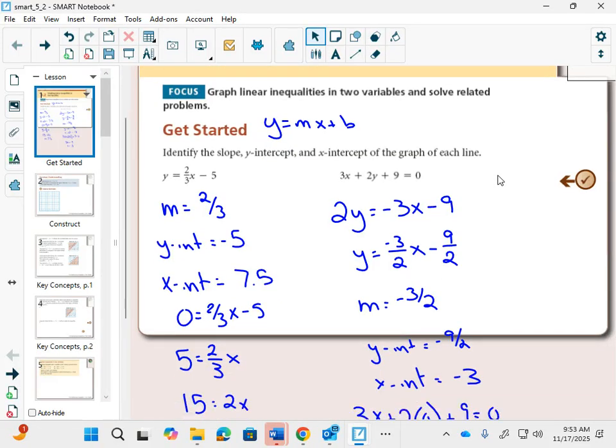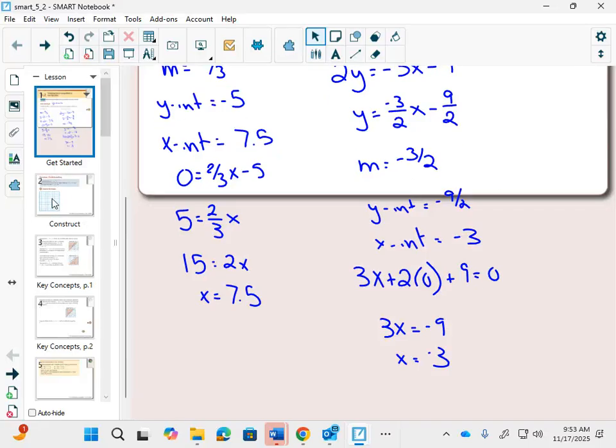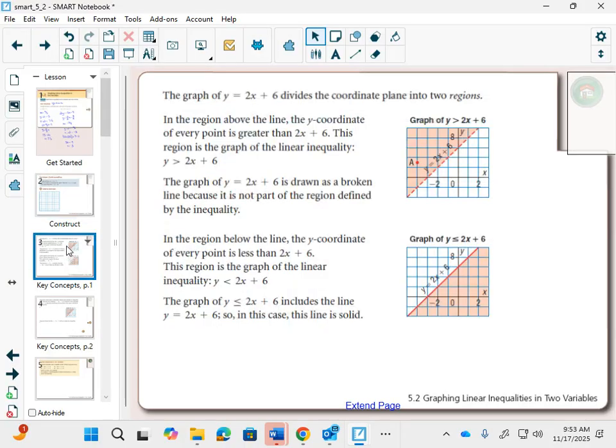Video, I'll show the work that we did to find our x-intercepts and y-intercepts. And we're going to go to page 355. And we know how to graph y equals 2x plus 6. But now we're going to learn how we graph inequalities. So right beside these, I would like you to show the following.